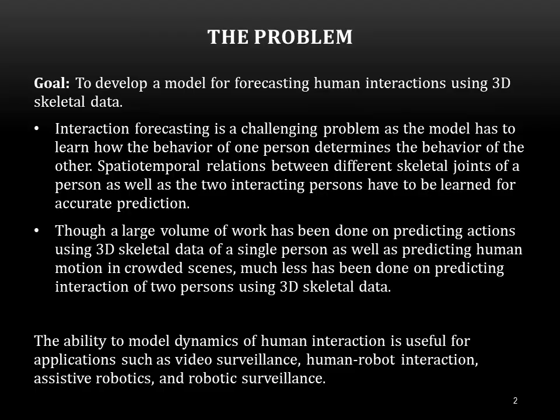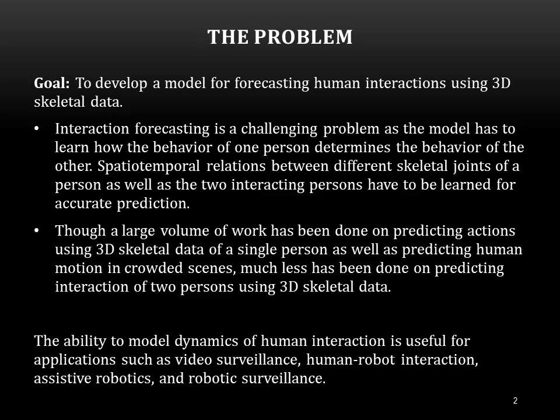The problem we are going to solve is to develop a model for forecasting human interactions using 3D skeletal data. Interaction forecasting is a challenging problem as the model has to learn how the behavior of one person determines the behavior of the other. Spatiotemporal relations between different skeletal joints of a person, as well as the two interacting persons, have to be learned for accurate prediction.